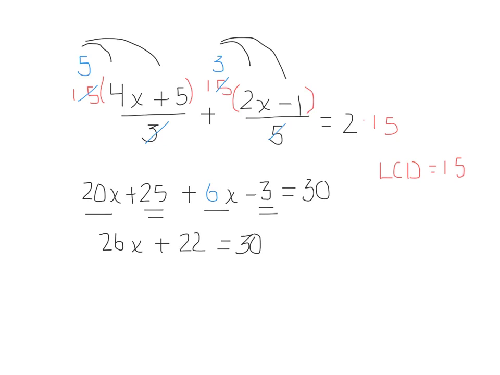And now it's just a matter of solving for x. So we know that when we solve for a variable within an equation, we need to follow the order of operations. Someone at Domino's made excellent pizza. So we have some addition to undo. So we'll subtract 22 from both sides of our equal sign. And now we'll have 26x is equal to 8.